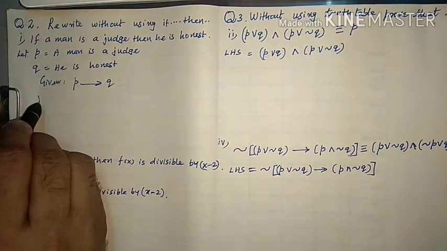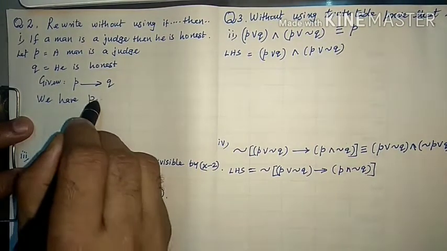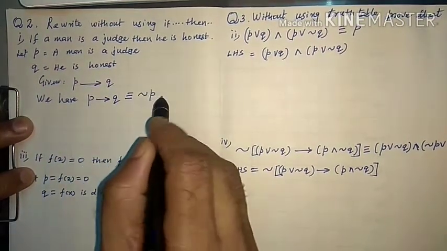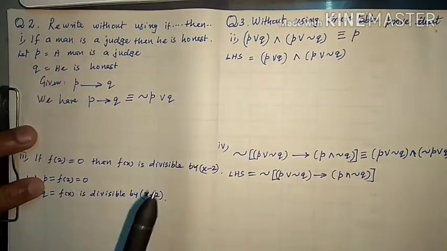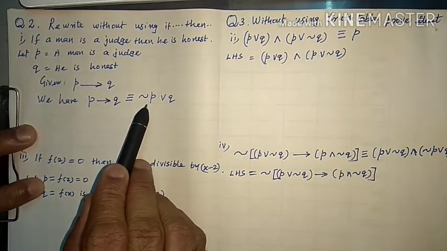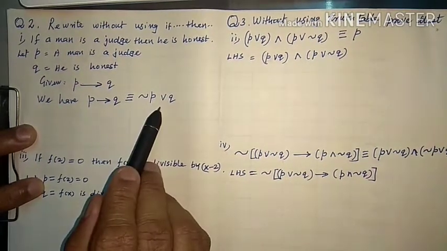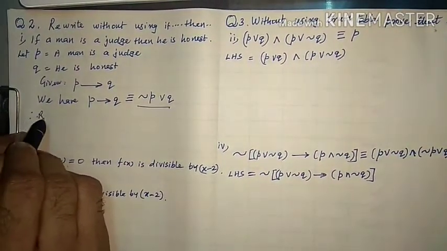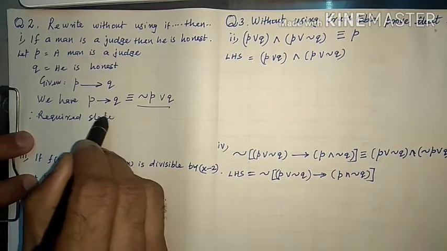But we know P implies Q is equivalent to negation P disjunction Q. It is not negation, it is equivalent only. P implies Q is equivalent to negation P disjunction Q. This we say in words now. Therefore, the required statement.